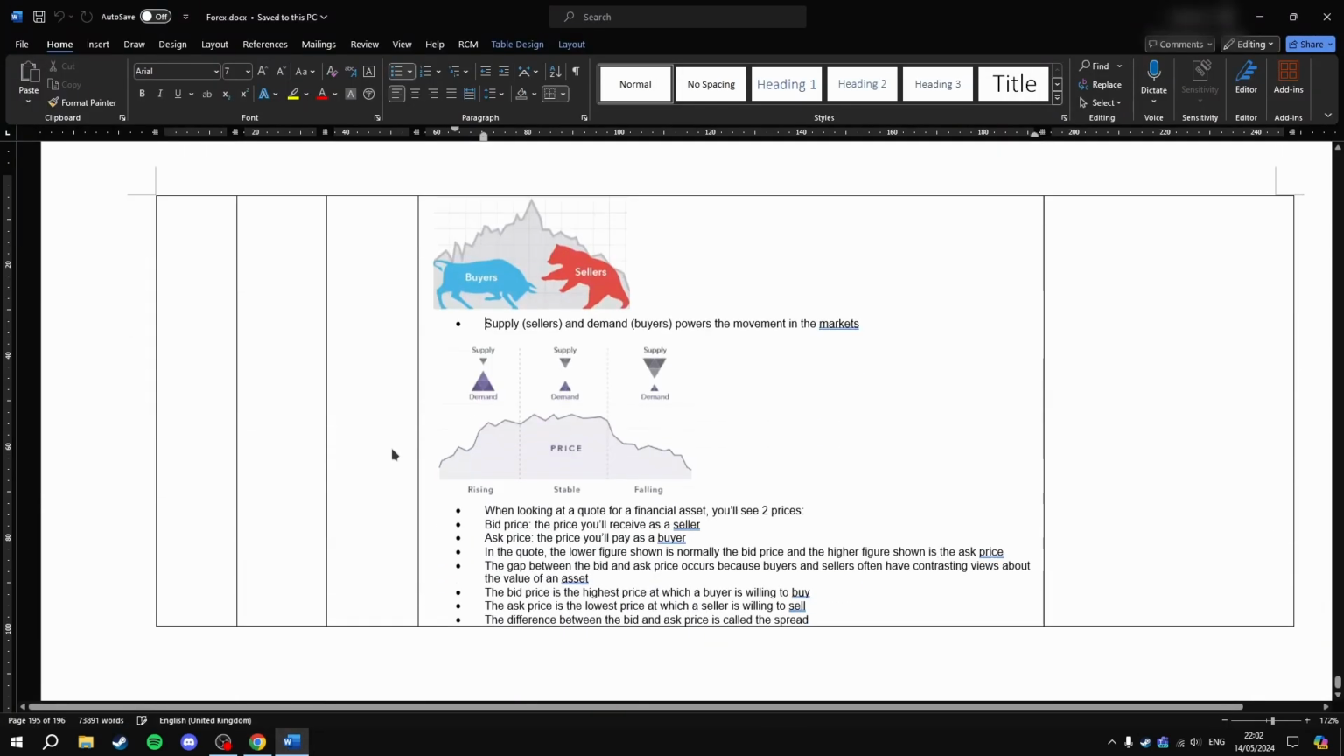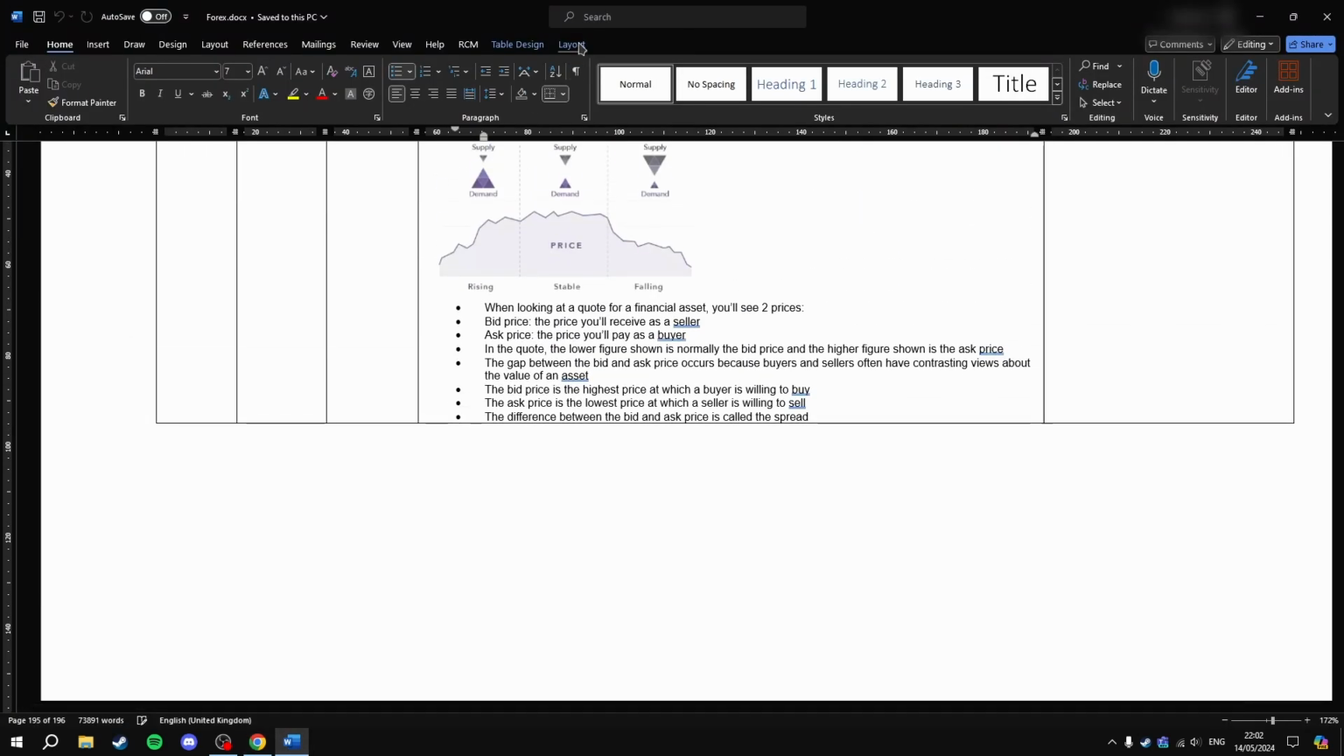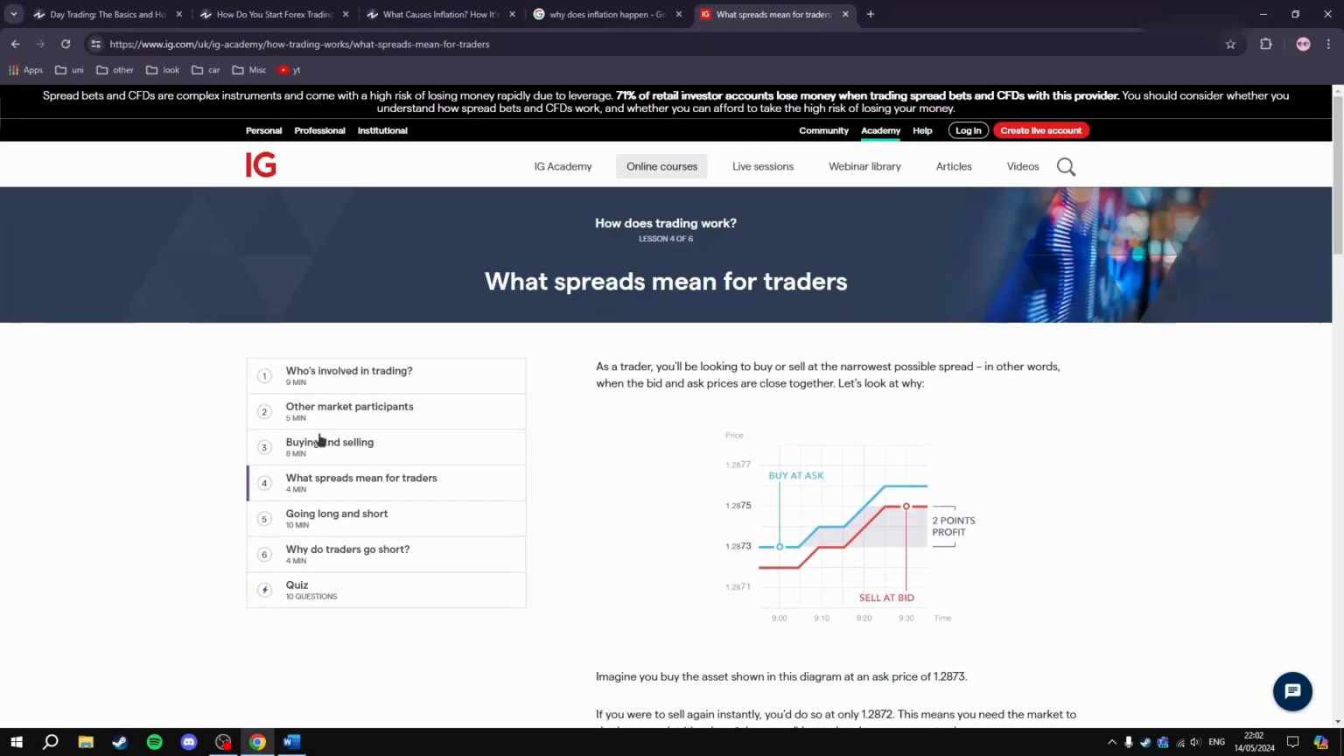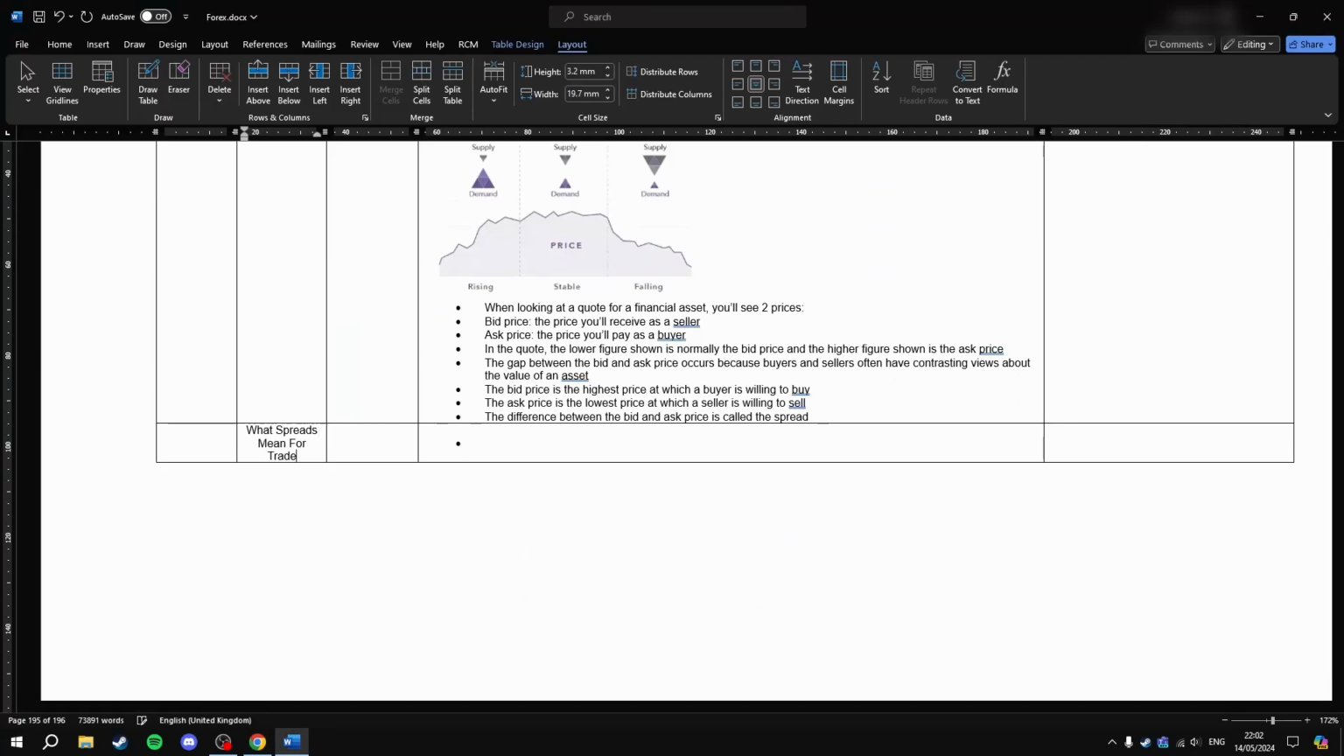So, what spreads mean for traders. Date is the 14th.